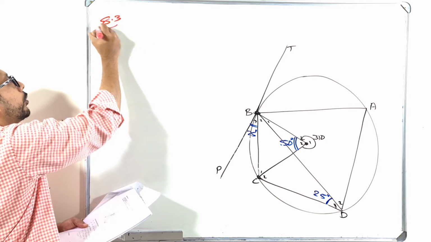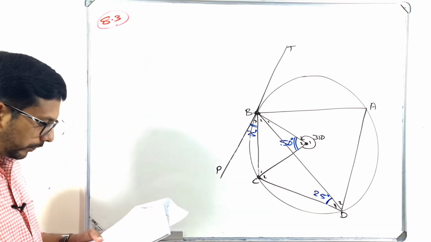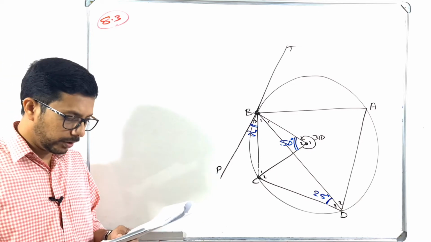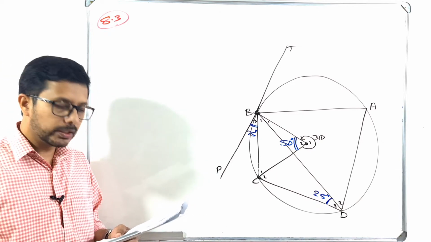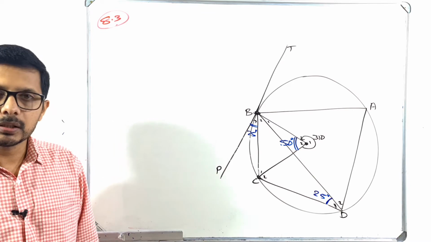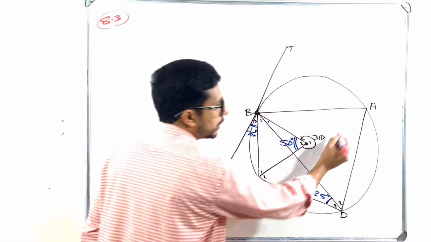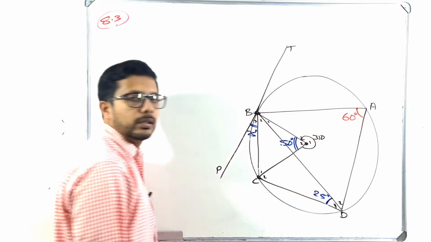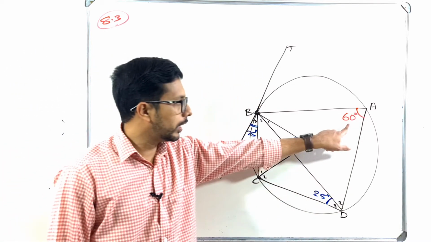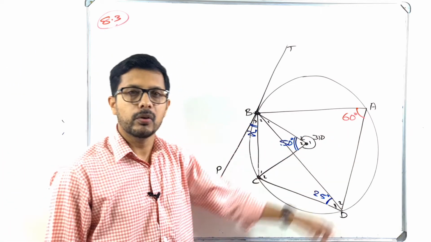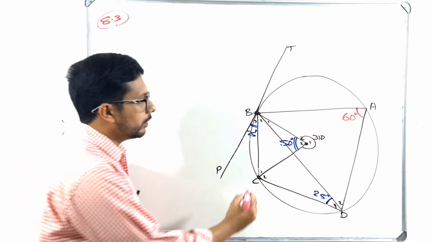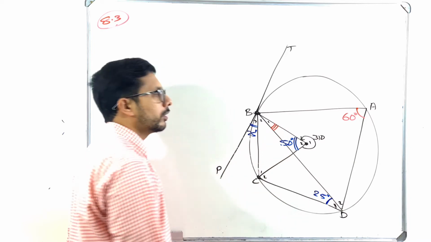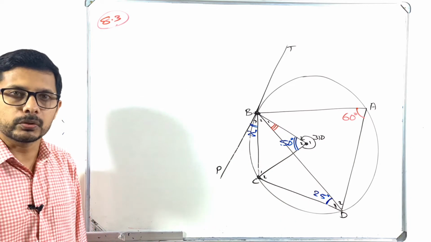What is that question? Angle B1. You have to find angle B1 if it is given that angle A is equal to 60 degrees. So it is given in the question that angle A is 60 degrees. Which angle do you want to find? Angle B1. You have to find this angle, angle B1. Okay, that is the question.